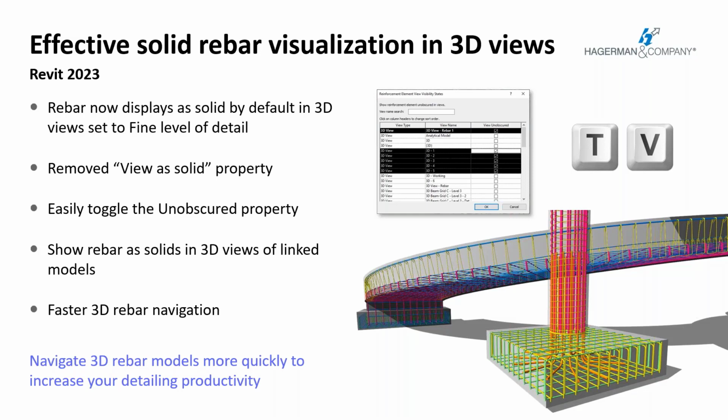The view is solid property in the view visibility states has been removed. In the dialog, you can now toggle the unobscured property for multiple selected rows using the spacebar. The toggle visibility option is now available for all reinforcement elements. That includes area path, rebar, fabric sheet, and rebar couplers in the right-click menu. And yeah, I think this is nice because you don't have to individually control them now. They're all kind of out there as solid geometry. It's pretty nice.